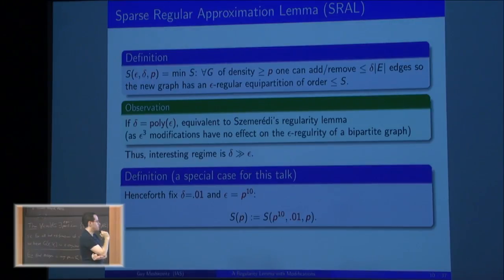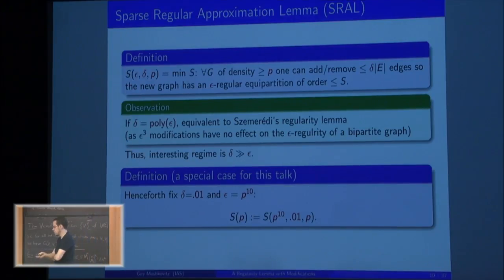And I want to be able to find epsilon regular partitions, and the graph is of density p, and then let's just make things easy and fix epsilon to be some fixed power of p. You can get so much more from our regularity lemma, but that will suffice for now. So out of those three parameters, we're fixing epsilon to be some power of p, delta to be constant 1%. So we have only one parameter p. And so this is the bound that we want to study.